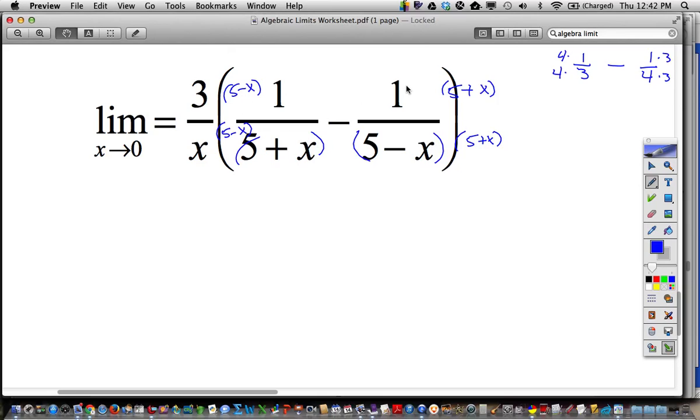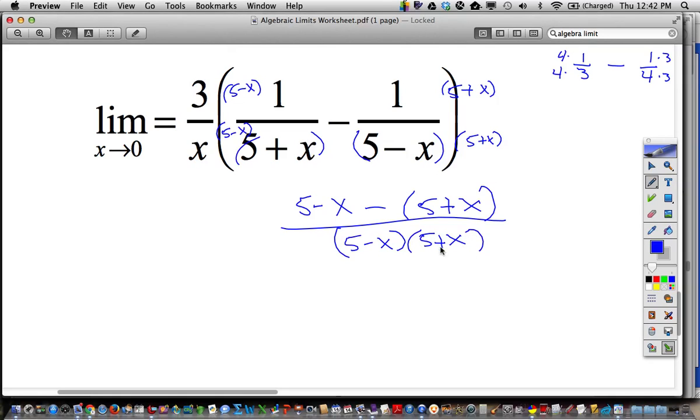Now, it's really the same as bow tie in the end. On top, you're going to get 5 minus x minus 5 plus x. And your bottom is going to be your common denominator, 5 minus x times 5 plus x. And then, of course, you still have that 3 over x hanging out there, not doing anything. That's basically your common denominator right there. And now you just distribute. So what happens up here? The 5s are going to subtract out. And what do you have left? Negative 2x. The 5s subtract out, you have negative x minus x, so you just have negative 2x up there.